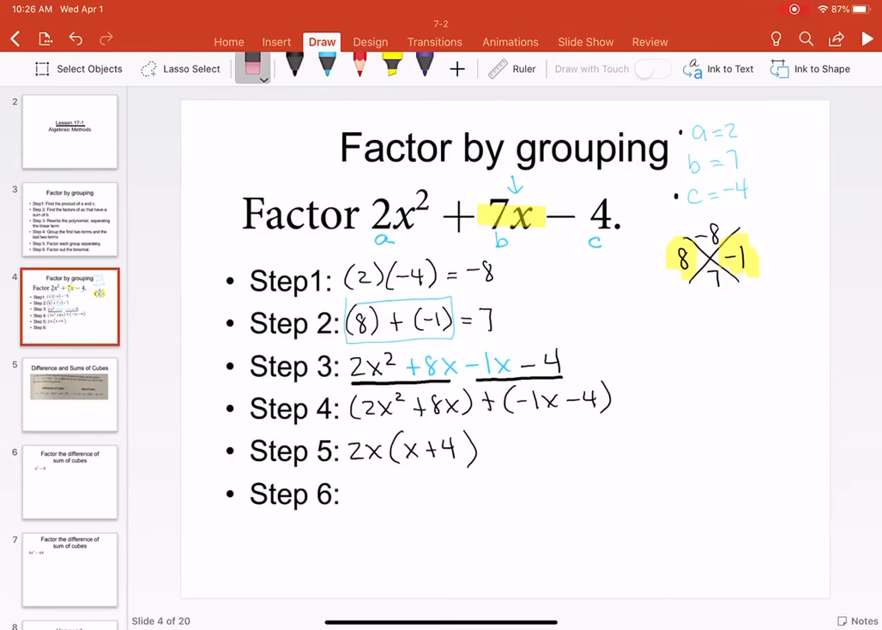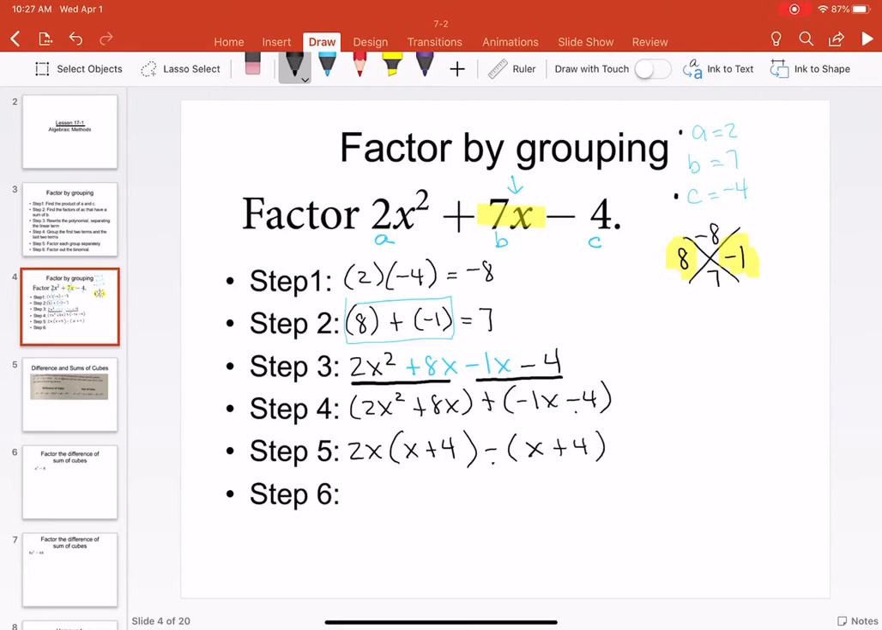All right, and then on the other side, on these last two terms, there's nothing I can really take out except this negative. So I'm going to factor out this negative. Negative 1 divided by negative is a positive. Negative 4 divided by a negative is a positive.